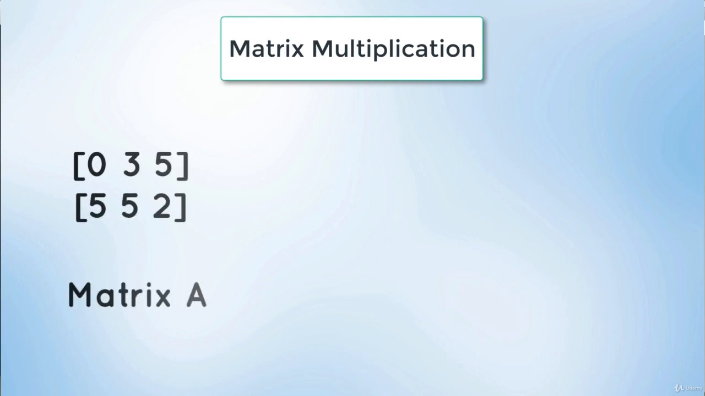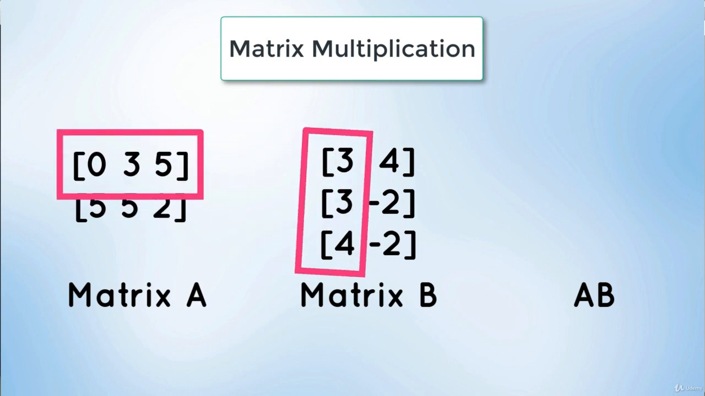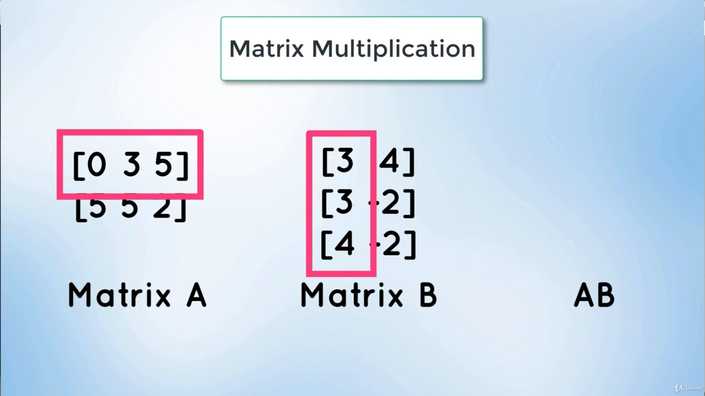Suppose we had a matrix A and a matrix B. Then the product of matrices A and B is defined only if the number of columns in matrix A equals the number of rows in matrix B, which is exactly the case, since matrix A has 3 columns and matrix B has 3 rows.